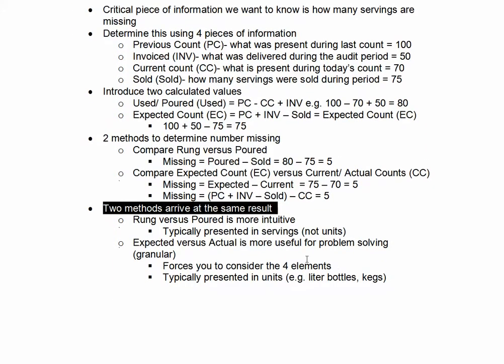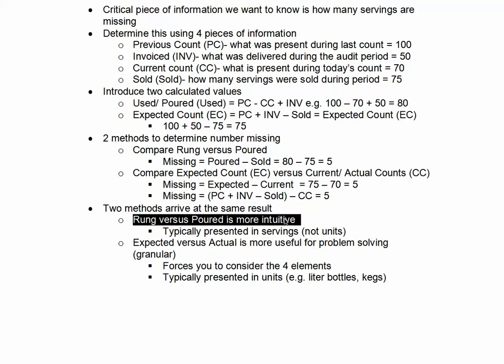Well, as I said, rung versus poured I think is more intuitive. When you're explaining this to a client, if you say, hey guys, you sold 75 bottles of Budweiser, but we poured 80 during the period, meaning we're missing 5, that's the simplest, easiest to understand conversation to have with a client. And when you're having this conversation, typically you're going to be talking in units.